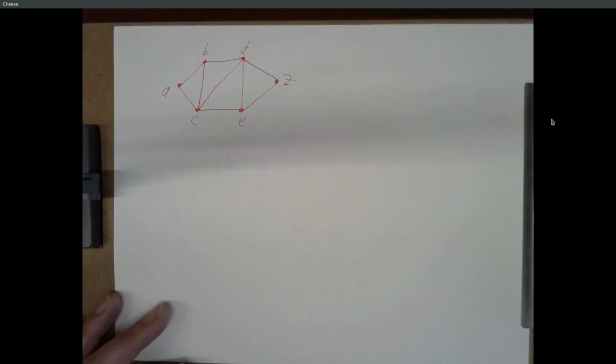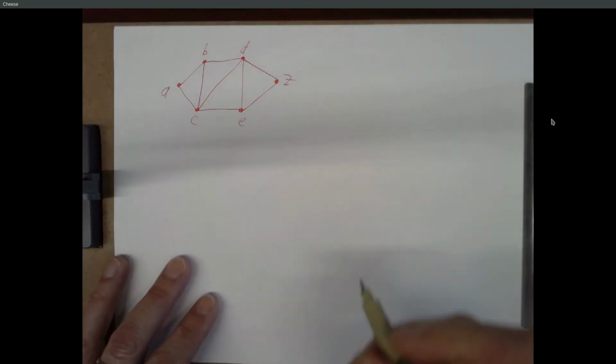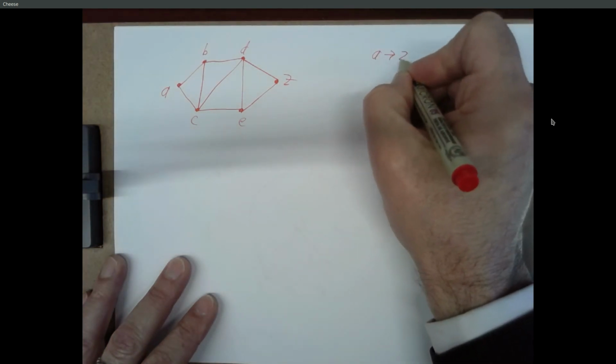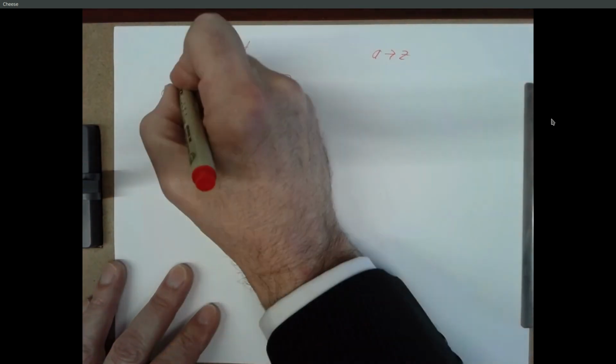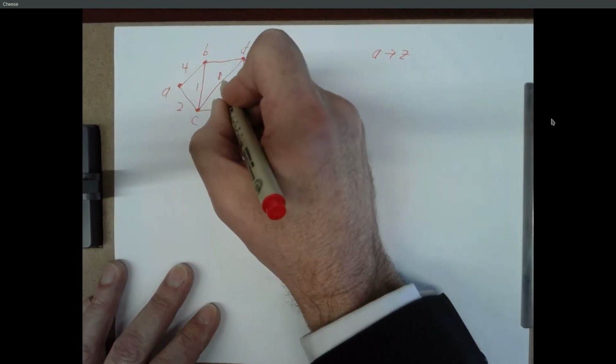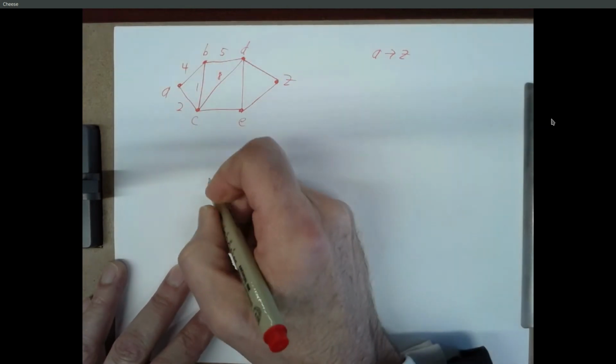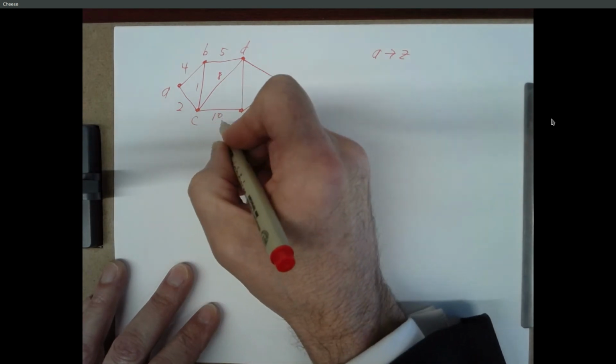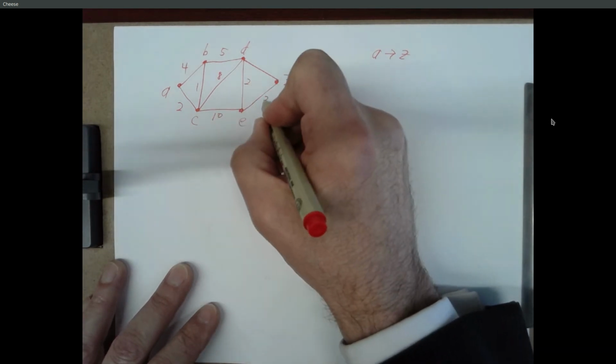All right, so there's a graph. We've got 6 vertices, and we're trying to find a path from A to Z. So we need some weights. So there's a 4 and a 2 and a 1 and an 8 and a 5, 10, 2, 3, 6.